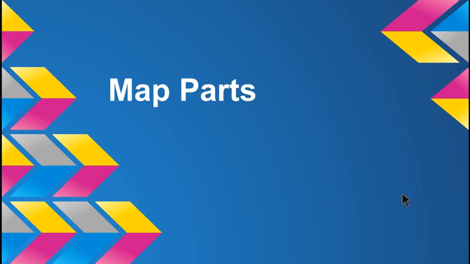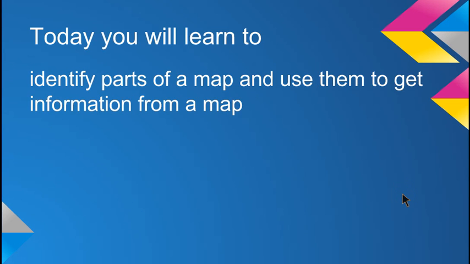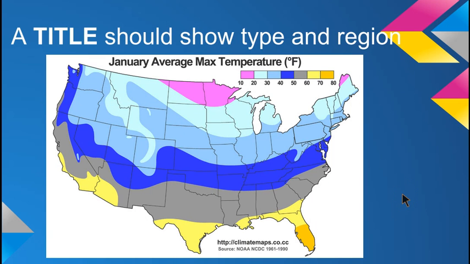And so today we're going to look at map parts. I know you looked at the map parts earlier because that's how you figured out some of your types of maps, but we're going to look more closely. So today you will learn to identify the parts of a map and use them to get information from a map. Let's look at what we mean.